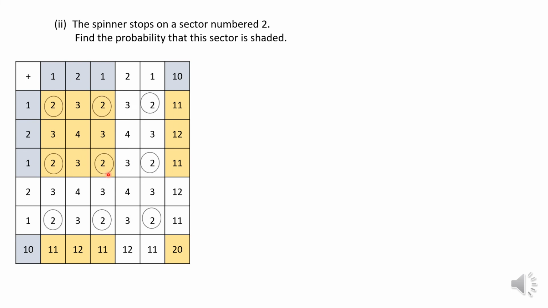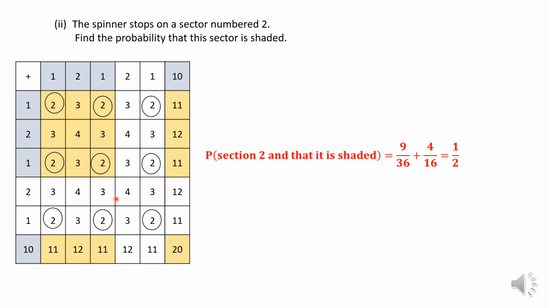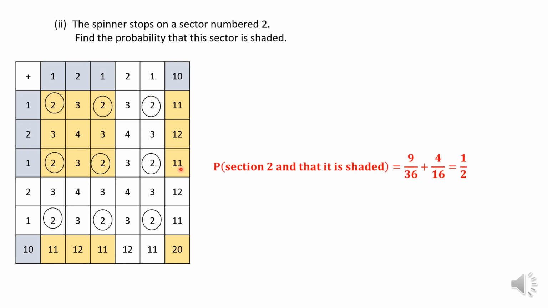All right, so if you see, I take all my 2s because it stops on a number 2, and I have 3, 6, 9 2s here out of this possible 36. Okay, and for it to land on the 36 there, then I take all my possibilities, I have 9 out of 36. Then also I must add with the 4 that are shaded out of the 16 that are shaded, and that final answer gives me 1/2. That is the probability that this sector is shaded.